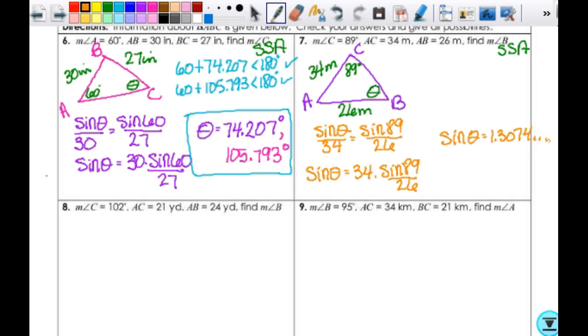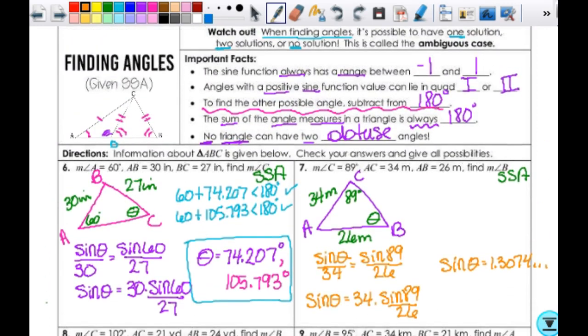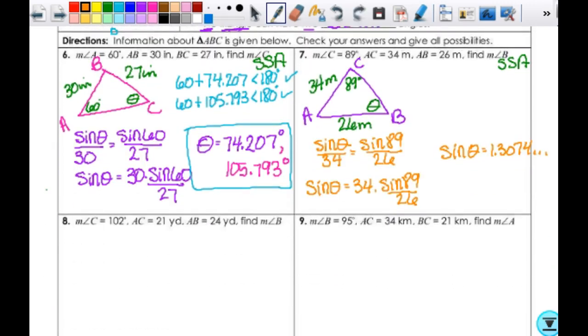Because remember, we could have 0, 1, or 2 solutions here. Let's look back up at what it says. The sine function always has a range between -1 and 1. You are never going to have a sine value that is greater than 1. Never. Or less than -1. So this right here, this just doesn't even make a triangle. Okay? So in this case, once I get this, and this can't equal anything, doesn't work, the answer is no solution.